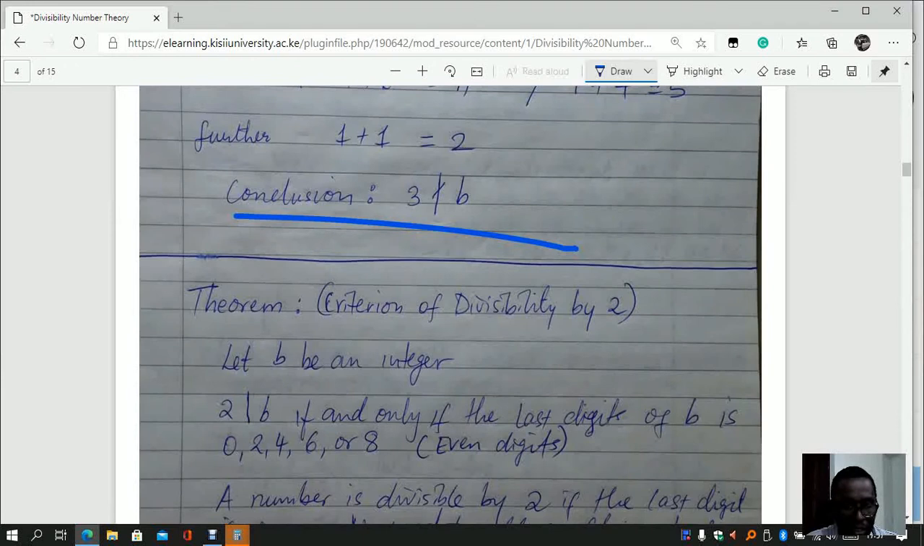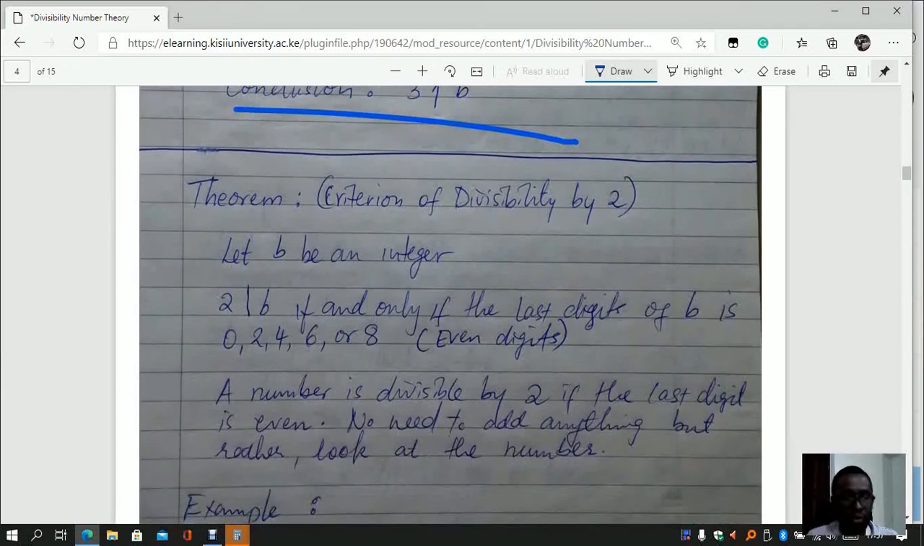Now, the criterion of divisibility by 2 is very simple. We've used it all along. We know it if the last digit is an even number. So if it's even, then you know that it's divisible. So that's very simple. Just look at the number and then you know that it's divisible by that. So this is what is happening. Theorem of divisibility by 2.